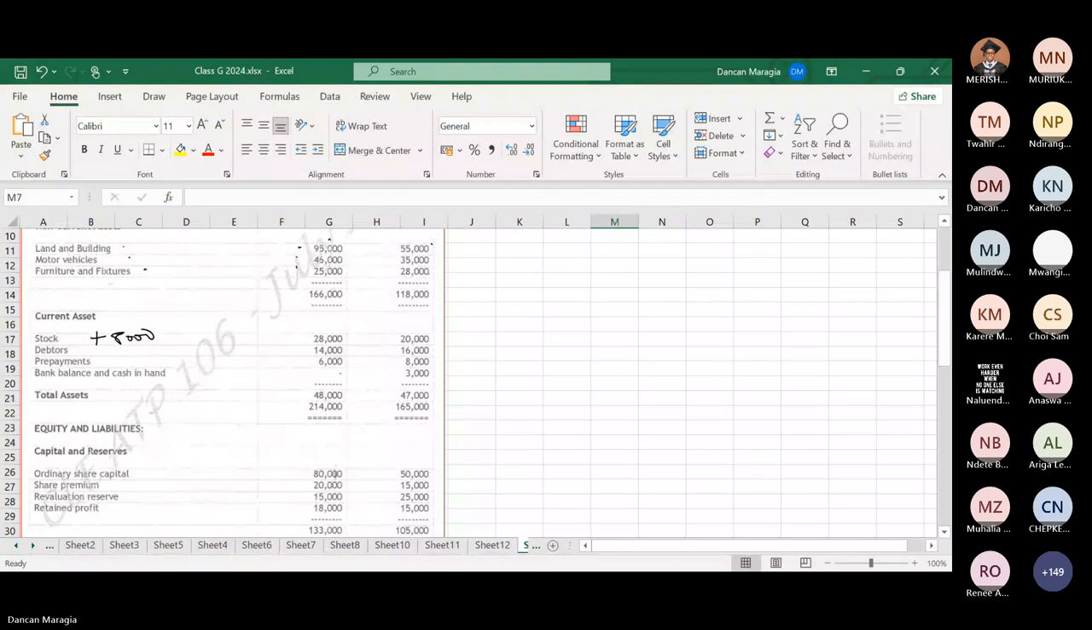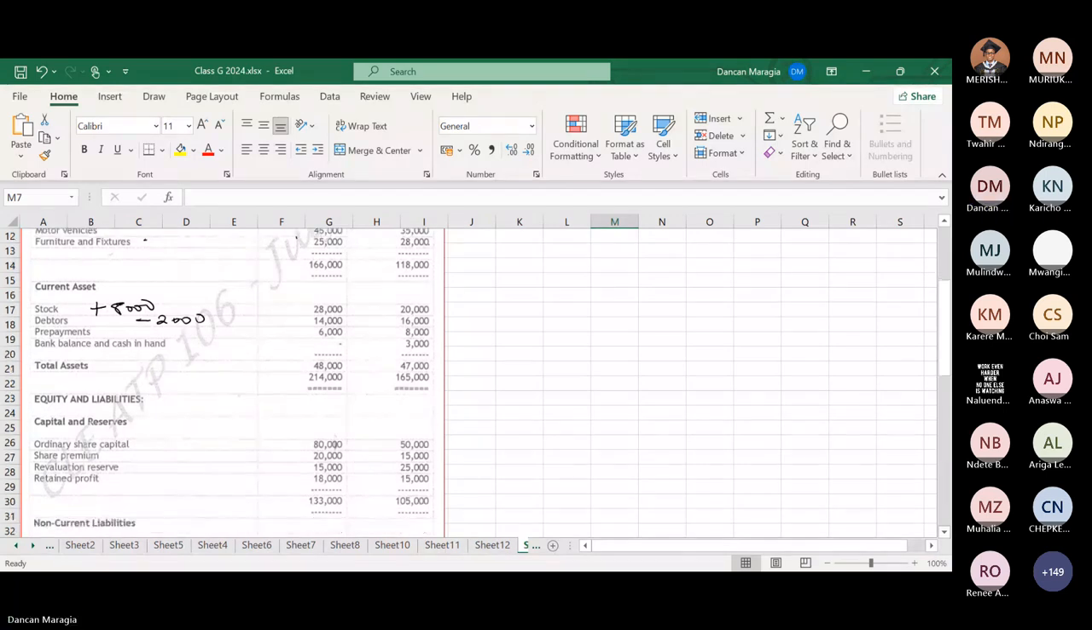Debtors, a decrease of 2,000. So we have a decrease of 2,000. And the prepayments, a decrease of 2,000, also a decrease of 2,000. So the change is that.